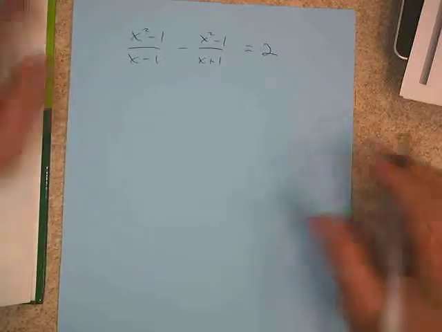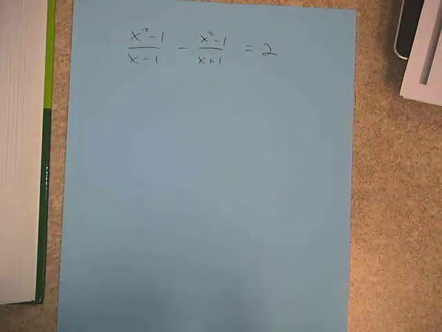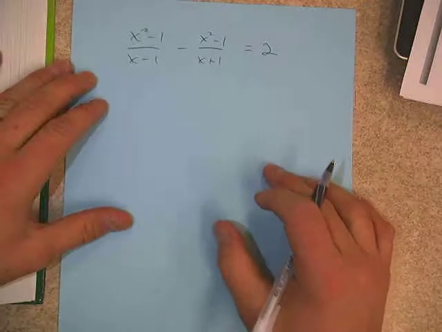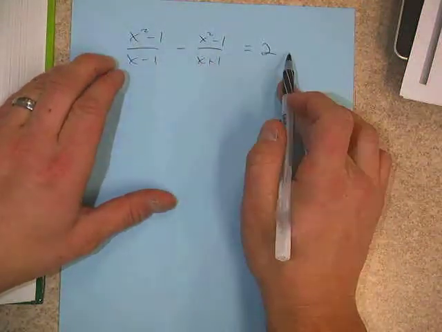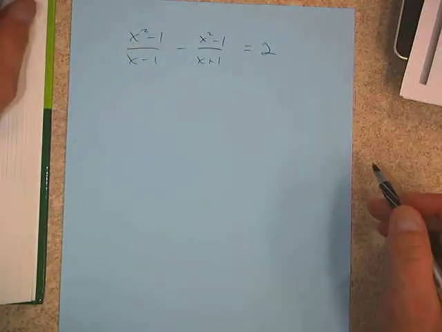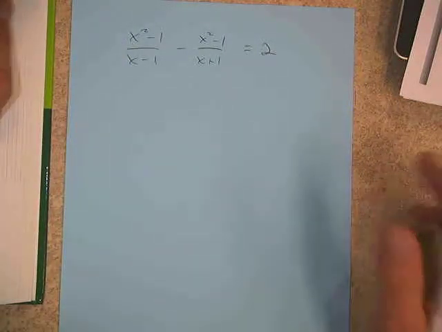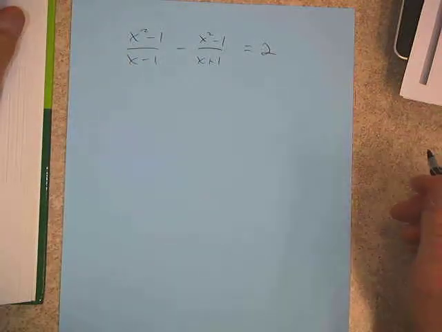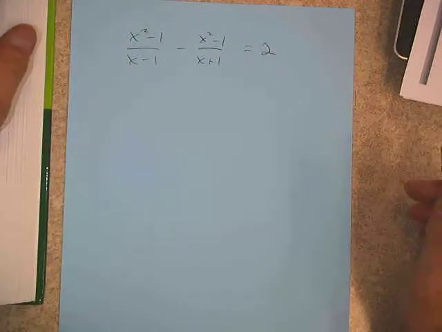Okay, for section 5.2, we're going to be working with some similar ideas to what we just did yesterday in 5.1. One of the big differences, though, is we're ultimately going to be given an equation instead of an expression. Yesterday we had an expression and we were just told to simplify it, or write it in some particular form.